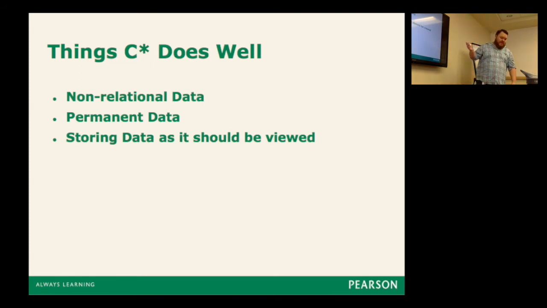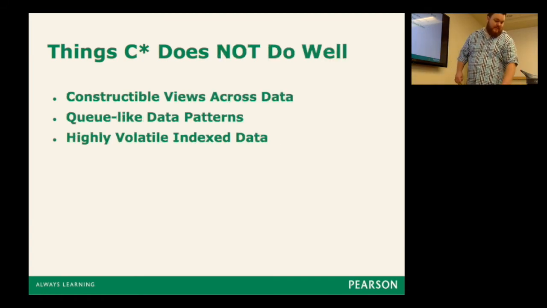You want to have permanent data, immutable data, in terms of the less number of updates you're doing, the less number of deletes, the better. Because Cassandra likes just to store data. It doesn't like to do things with it. It can, and it will do it fine, but it does it a lot better if it doesn't have to. And then you've got to store your data as it should be viewed. Like I said, if you need to see it one way, you don't build a view like you would in SQL. You just store it at the column family level.